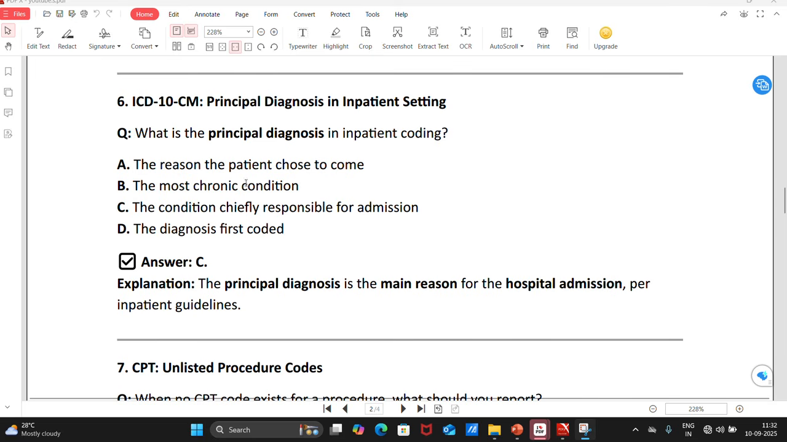Option B, the most chronic condition. Option C, the condition chiefly responsible for admission. And option D, the diagnosis that was covered. So the right answer will be the condition chiefly responsible for admission. Answer C. Okay, because once the diagnosis is made, it is the main reason for the hospital admission.